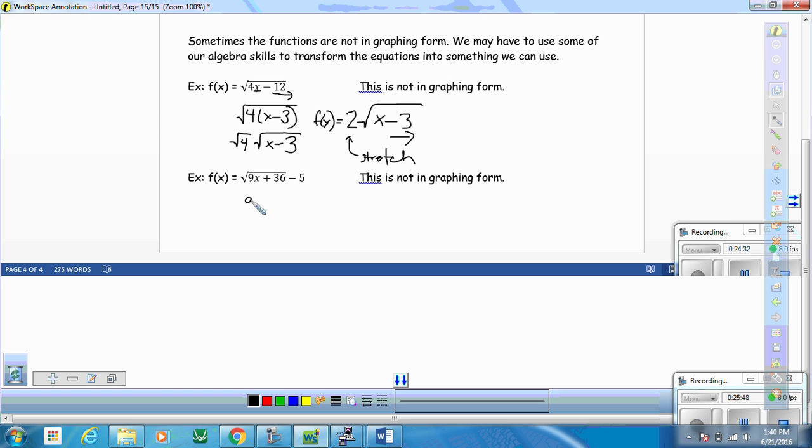For this one, if we pull out the 9, that'll be 9 and then x plus 4. Notice it doesn't mess with this minus 5 at all. It still just stays minus 5. When I separate it, I get square root of 9 and square root of x plus 4. I still have the minus 5. The square root of 9 is 3. So then I still have the x plus 4, and I still have the minus 5. So now when I think about it, it's going to be going left 4 spaces. It's going to be going down 5 spaces. And it's going to get stretched by 3. And that's how we figured those out.